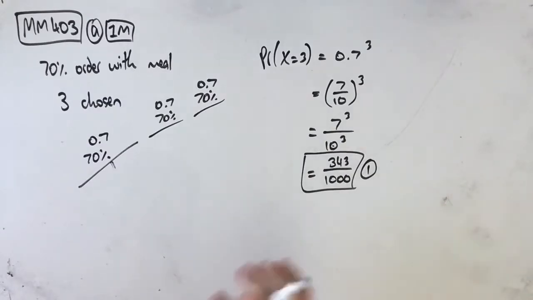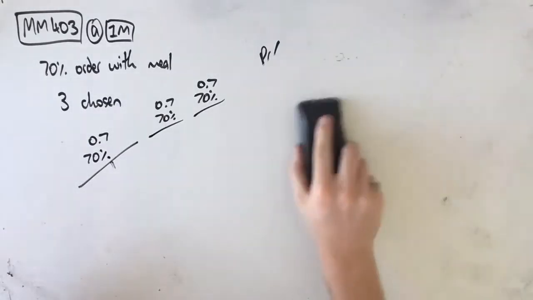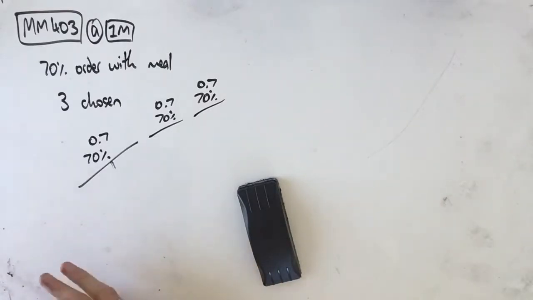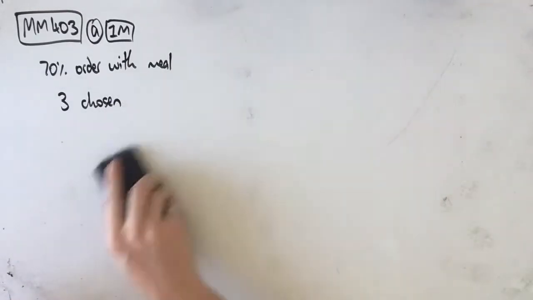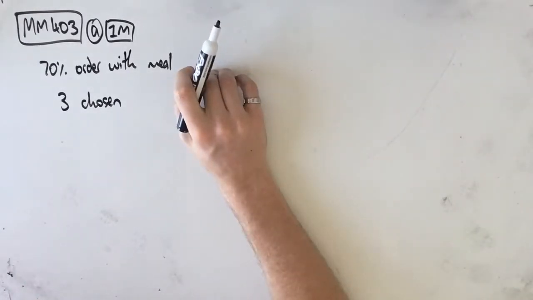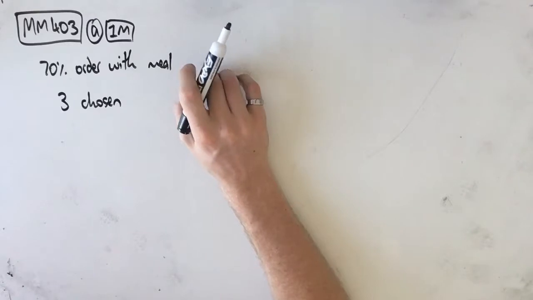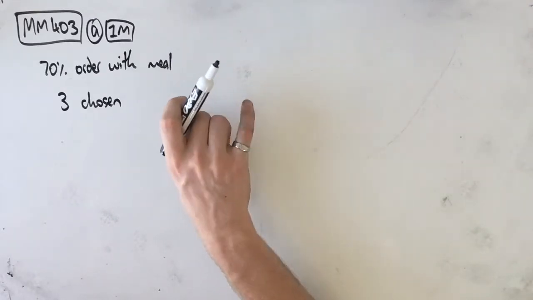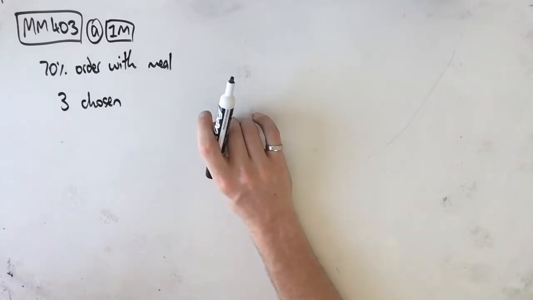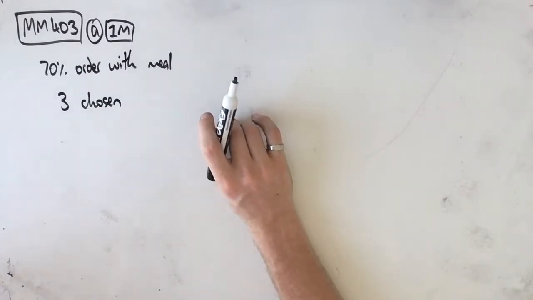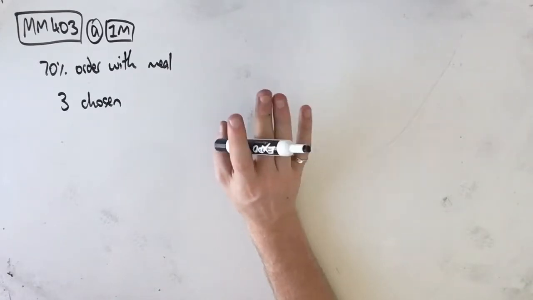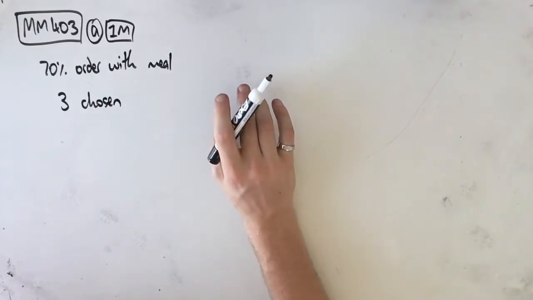Let's move on to part B. Part B asks us to find the probability that exactly one of them ordered a drink with dinner. Alright, awesome. So this could be the first one ordering a drink and not the second one, and not the third one, or the second one ordering a drink and not the first and third, or the third one ordering a drink and not the first and second. So there's 2 ways we can do this. We can use our binomial formula, which I think would be quicker, or you can use your tree diagram and then add all the things together.